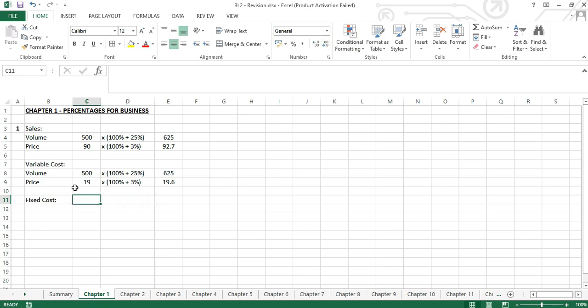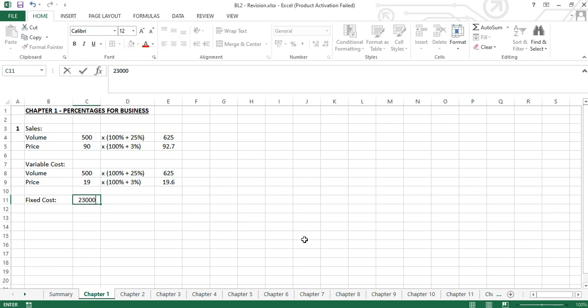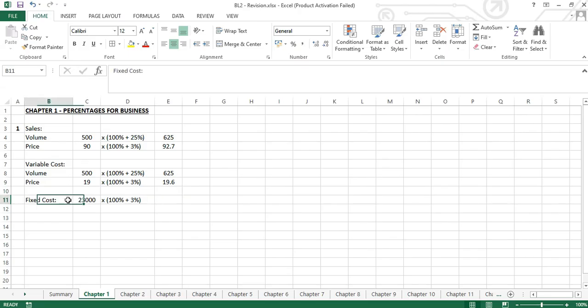When it comes to fixed cost, we know that it doesn't change with the number of units. So we take the total fixed cost, which is 23,000, multiplied by 100% plus 3%. Since they refer to the costs, even though they mention prices, I've considered fixed cost because that's what they actually mean. So 23,000 into 1.03 will give us 23,690.